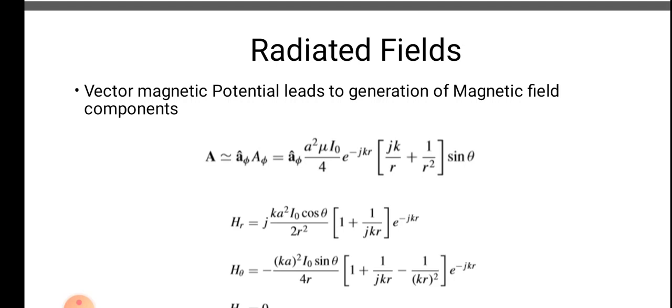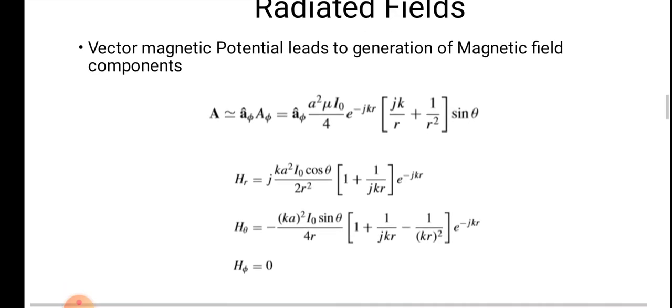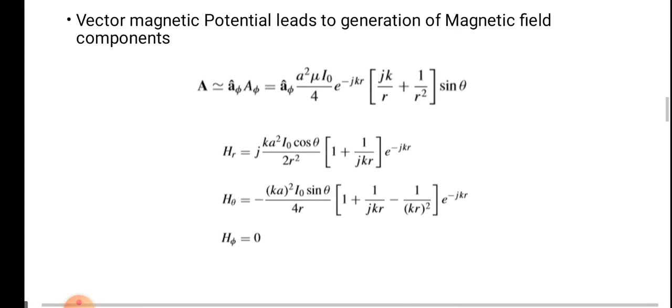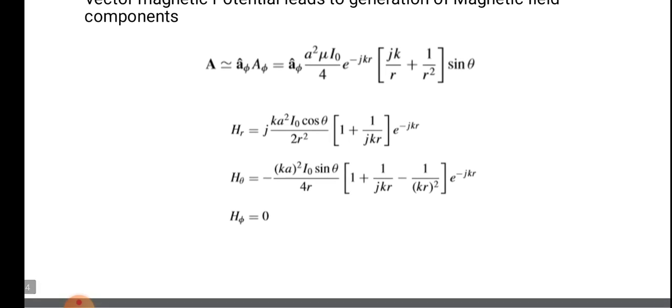Vector magnetic potential is a hypothetical concept, but it is very useful to derive the electric field and magnetic field once the current flowing through any antenna is known. Here also you can see the vector magnetic potential A, which is a function of current I naught. The magnetic potential is always along the direction in which the current flows.